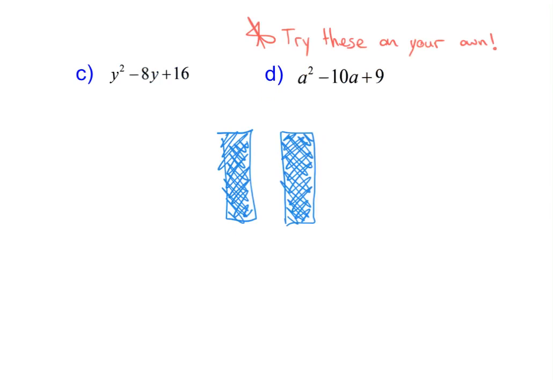Here are a couple examples. I want you guys to pause the video now and try these two on your own and see what you can do. Remember, you are looking for two numbers that multiply to give us this last number, but they will add to give us the b value.